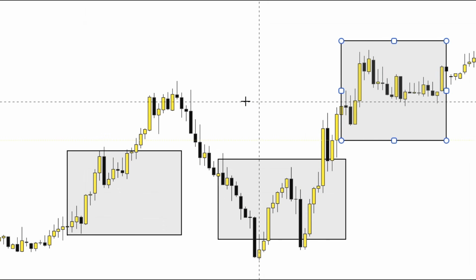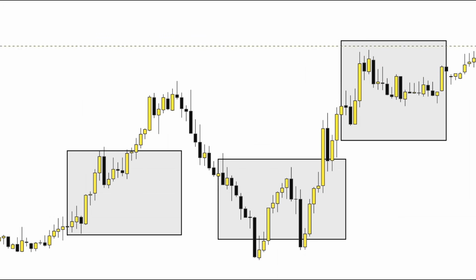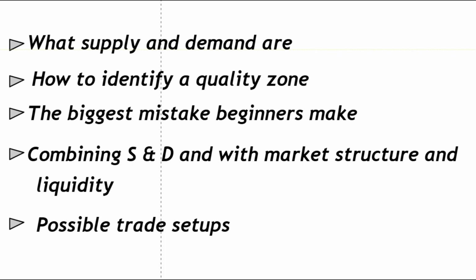So in this video, I am going to show you a much simpler way to look at supply and demand. We will cover what supply and demand actually are, how to identify a quality zone, the biggest mistake beginners make, and finally, how we can combine supply and demand with market structure and liquidity. Let's start with the basics.